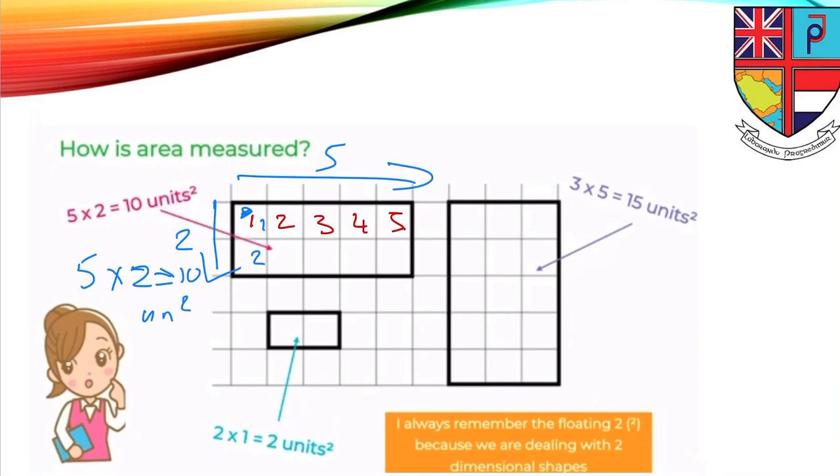I'm just going to write "un squared." So then you get the idea. Don't forget our floating 2. That shows us that we're dealing with area, and you've taken the two lengths, the two measurements, into account.